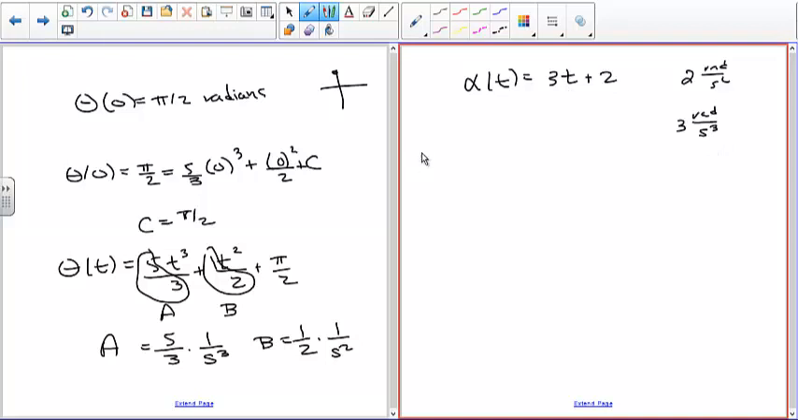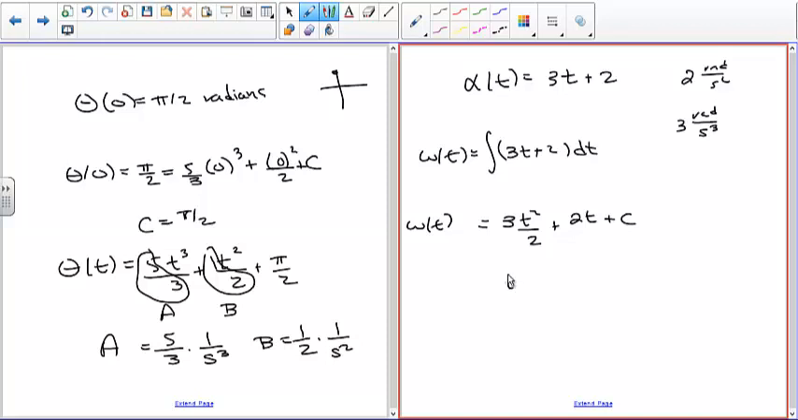Okay, now, if I asked you to find omega, you would integrate that: the integral of 3t plus 2 dt. So the integral of 3t is 3t squared over 2. The integral of 2 is 2t. And you add your arbitrary constant c. So this is your general solution. Now, to find the initial conditions, it doesn't have to necessarily be at t equals 0, so let's just do one that doesn't have t equals 0.